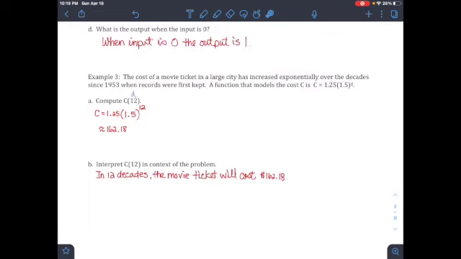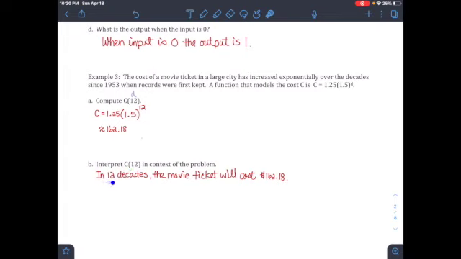Then we're going to talk about interpreting C of 12 in the context of the problem. In computing C of 12, the 12 has to go into the D position. So it's 1.25 times 1.5 to the 12th power. When you punch it into the calculator correctly, the answer should be rounded to $162.18. The reason we're going to 2 decimal places is because we're talking about pennies.